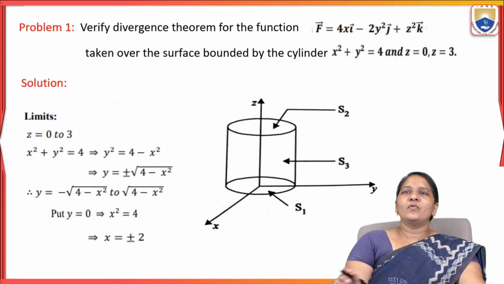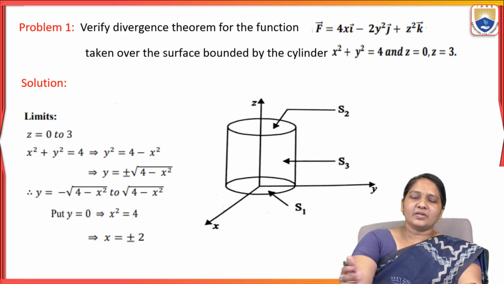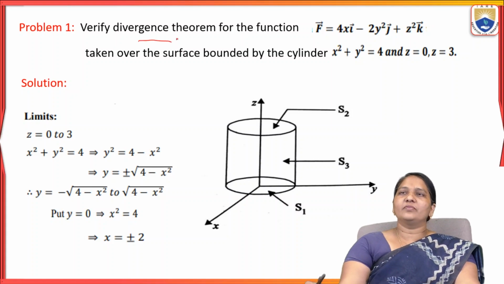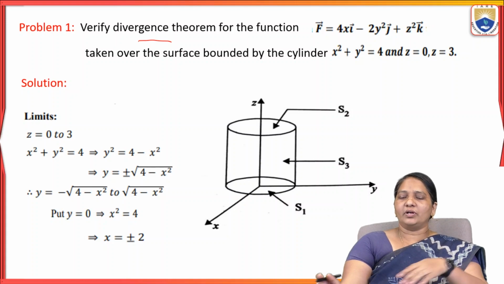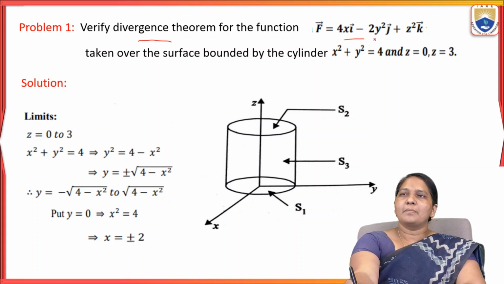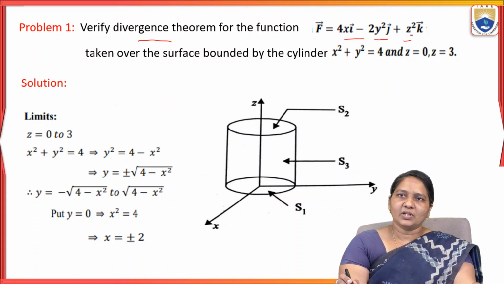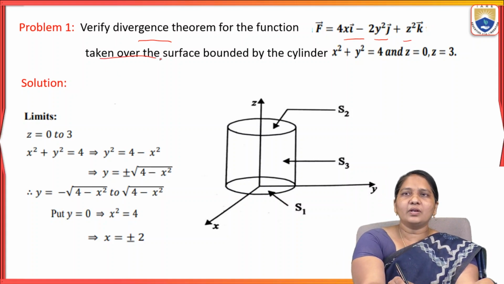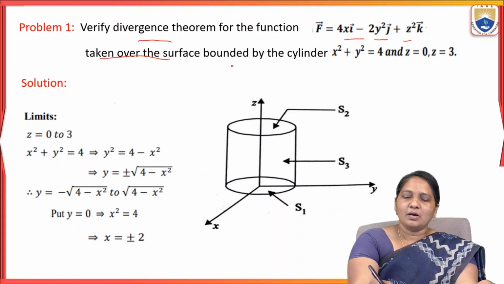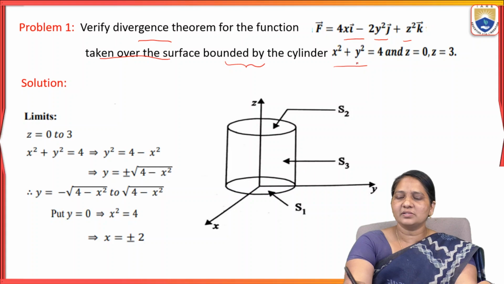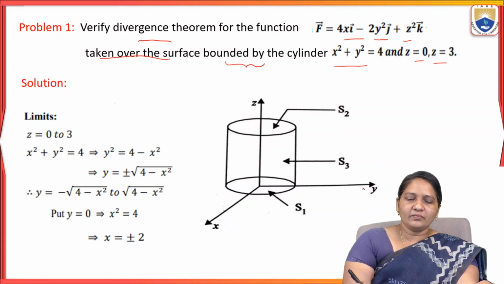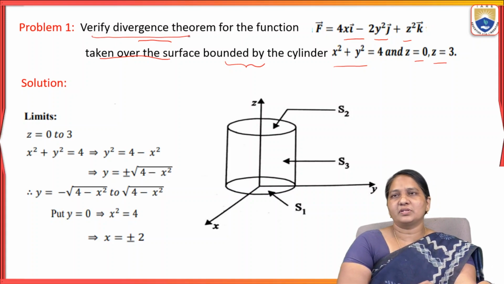See this. Verify the Gauss Divergence Theorem for the function f bar equal to 4x i minus 2y square j plus z square k, taken over the surface bounded by the cylinder x square plus y square equal to 4, z equal to 0 and z equal to 3. Here we have to verify the Gauss Divergence Theorem.